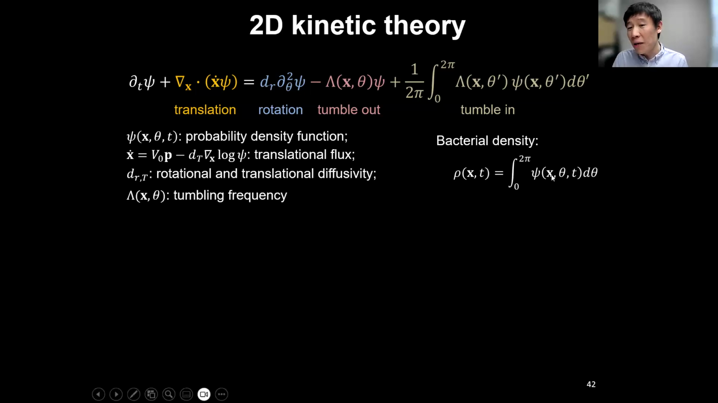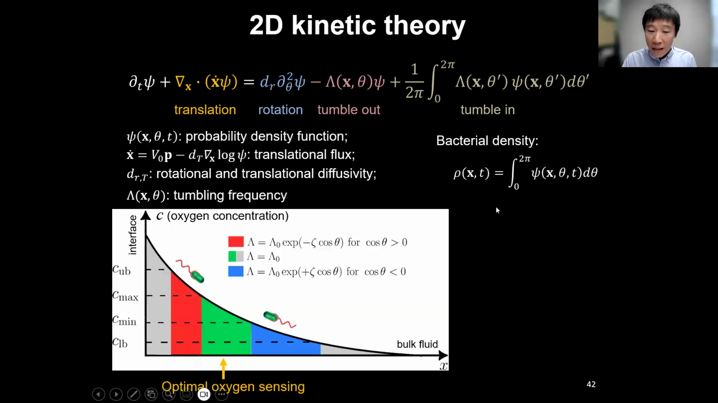If you integrate out the orientation degree of freedom, you get the number density of bacteria at different locations. And the most important thing for this theory, to make it fit our experiment, is that we assume there's optimal oxygen sensing. So we set up this green region. When the oxygen concentration is in this green region, bacteria tumble normally. When bacteria move away from this green region, they will tumble toward the green region.